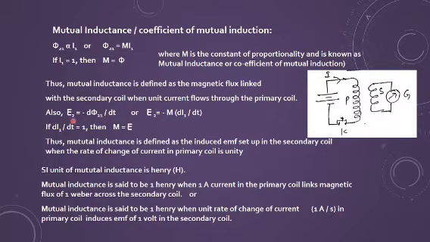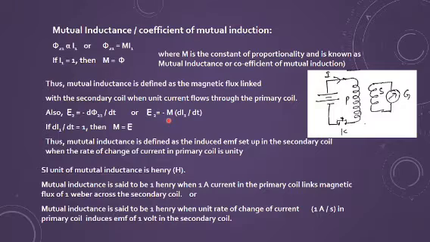So EMF equals negative d phi 21 by dt. But phi 21 equals M I1. If I replace the value of phi, I get minus M dI1 by dt. So if dI1 by dt is unity, then E equals M, or the induced EMF in the secondary coil equals the mutual inductance.